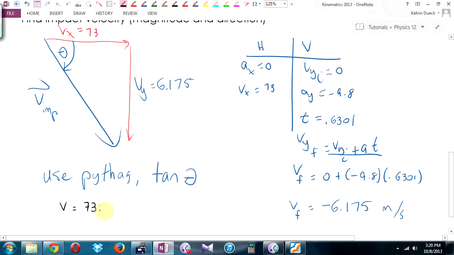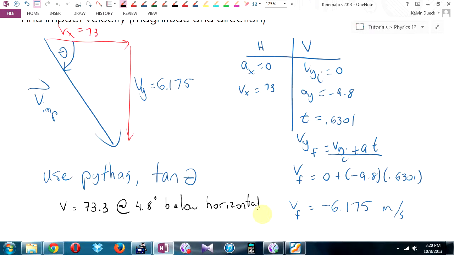73.3, to 3 sig figs, final answer, yes? And what'd you get for theta? It's going to be like 3 degrees or 4 degrees or something. 4.8? Really quickly, I'll double check, but I think those answers make sense to me. Just double checking really quickly. Yeah, 73.3, second function tan of 6.175 over 73, 4.8.